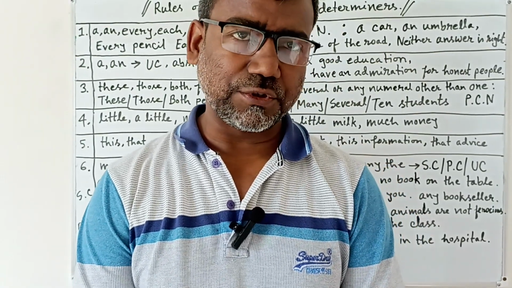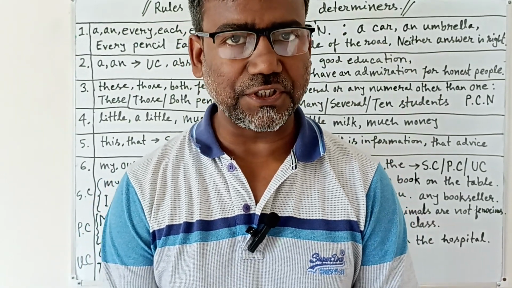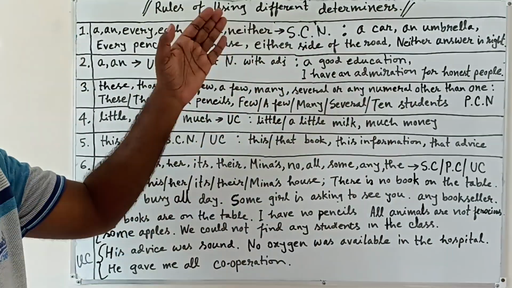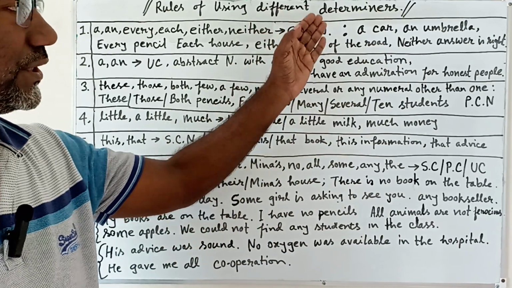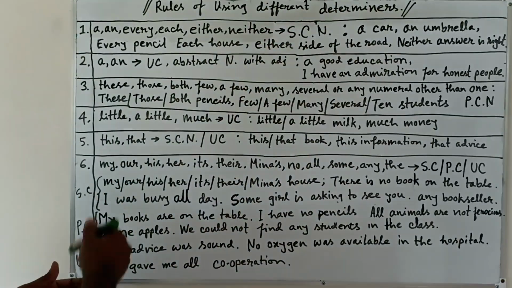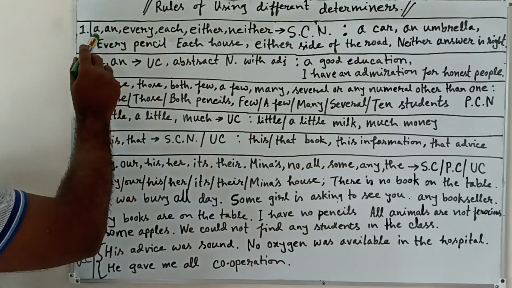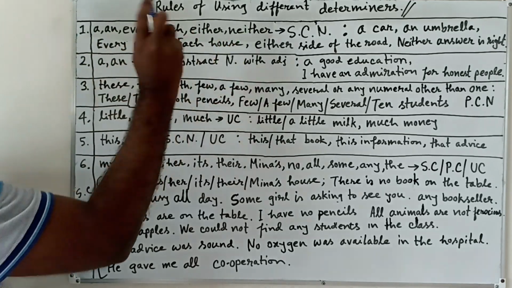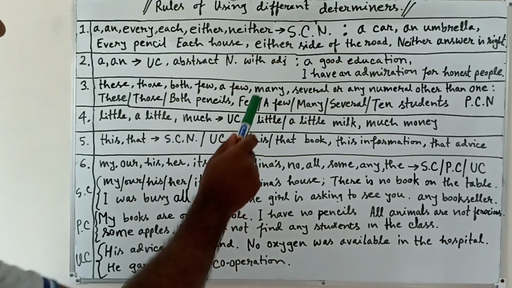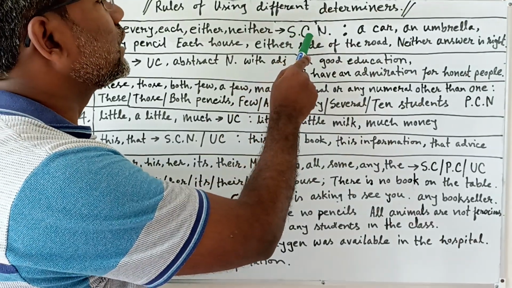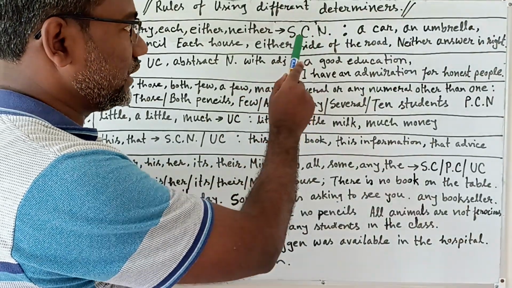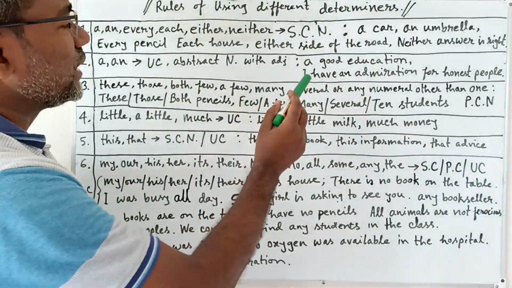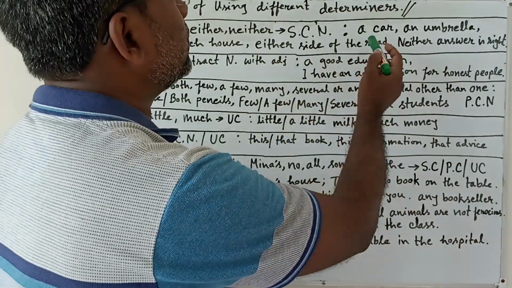Now I'm going to talk about using different determiners. Let's see the rules. I have written 6 rules of using different determiners. Let's go on to the first rule. A, an, every, each, either, neither. These determiners go with singular countable noun. Here I have written abbreviations for the lack of space. Let's go to the example.